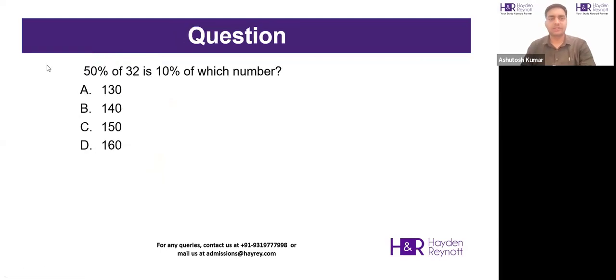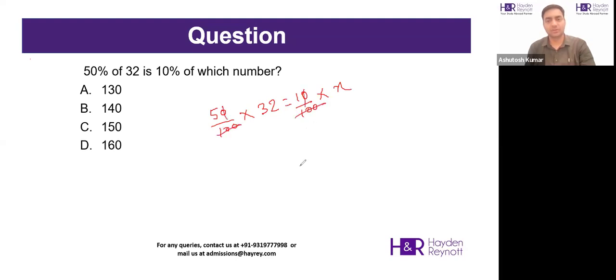Now there's one question to answer here. It's saying that 50% of 32 is 10% of which number, right? So instead of thinking about whether I have to multiply with the 50, divide by 100, multiply with 100, or multiply with 10, you can directly go with the translation part. It's given 50% of means multiplication, 32 is means equal, 10% means divided by 100, of means multiplication, which number? X. You can simply solve it.